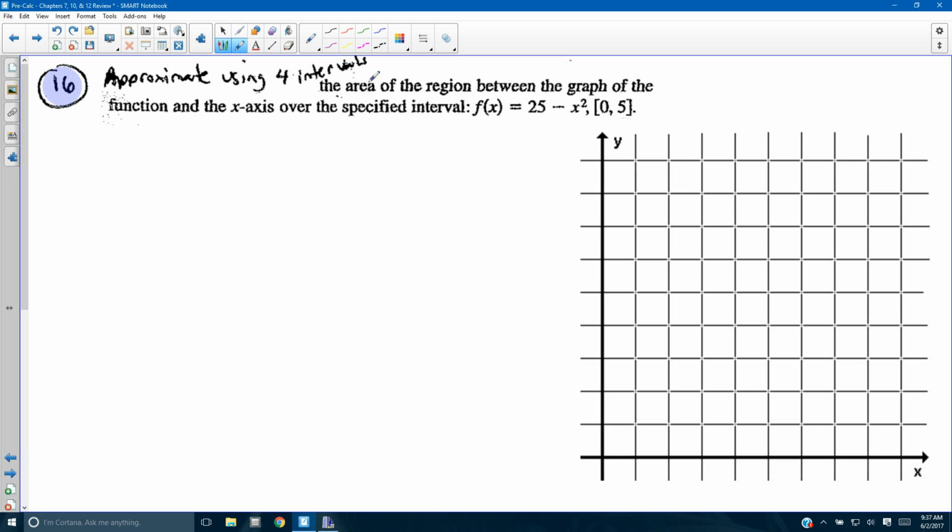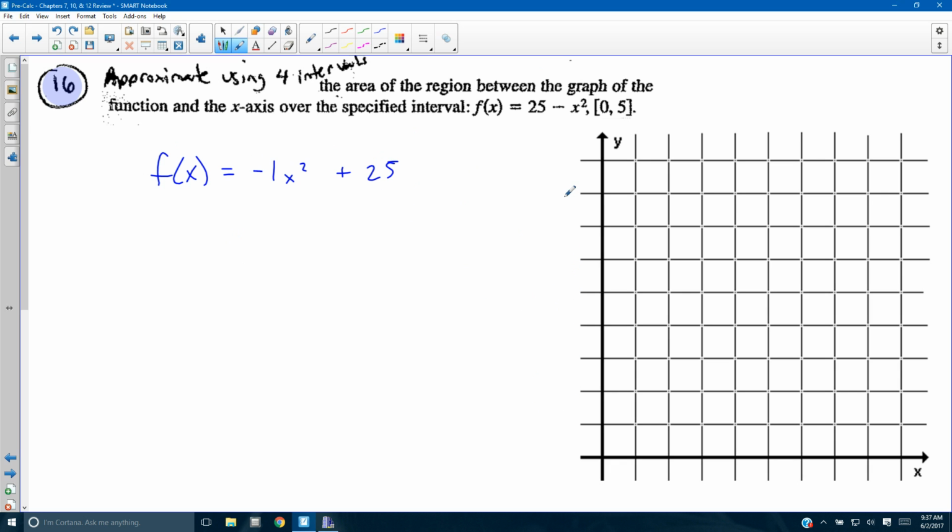Approximate using 4 intervals the area of the region between the graph of the function and the x-axis over the specified interval, f of x equals 25 minus x squared. Okay, I'm going to first draw this graph, and then I'll explain what it is we're doing. So f of x equals 25 minus x squared. I can also rewrite that as negative 1x squared plus 25, so I can just kind of see where we're at here. What I'm going to do is kind of change the scaling of this graph here to resemble something of significance to me, because I want to get up to 25 here.